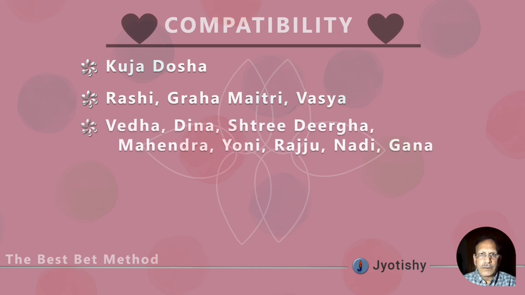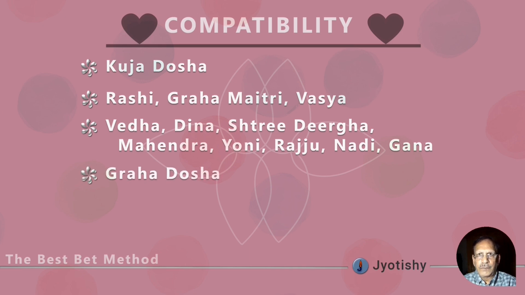The third petal is star based Kootas: Veda, Dina, Sridhika, Mahendra, Yoni, Raju, Nadi, Gana. So how many? 3 plus 1, 2, 3, 4, 5, 6, 7, 8. 8 plus 3 is 11 Kootas. So it is not twelve Kootas, because Varna Koota was skipped. So petals 2 and 3 are Koota based.